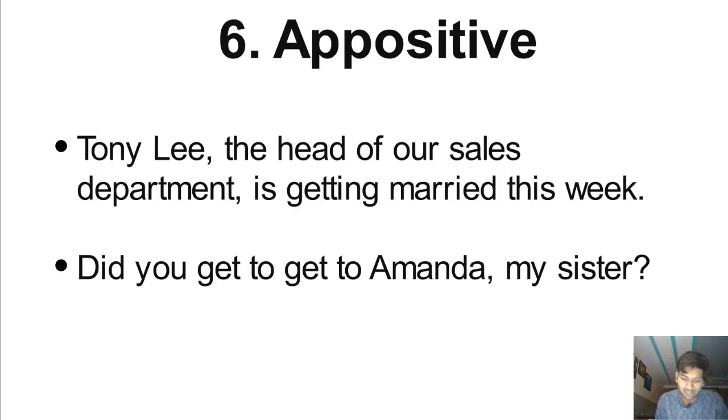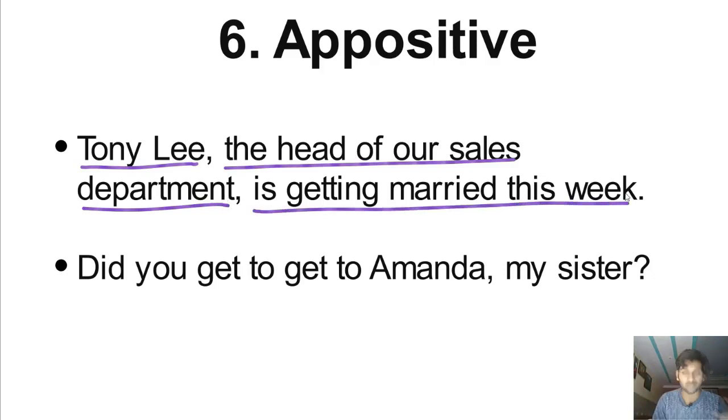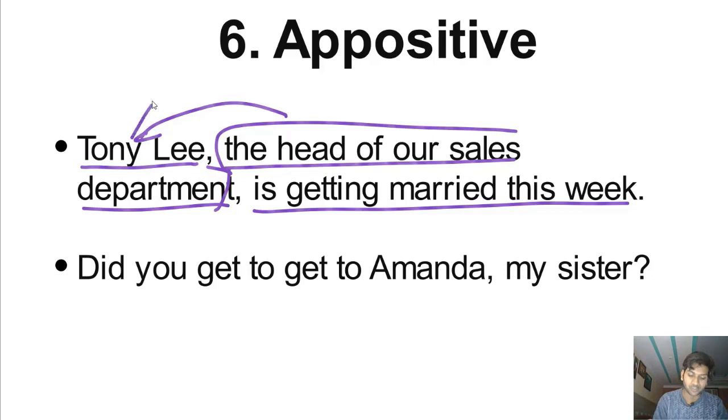We have some examples. Tony Lee, proper name, the head of our sales department. This is a name we're giving, all right? We're calling him the head of our sales department, a noun phrase, is getting married this week. So the main sentence is Tony Lee is getting married this week. The head of our sales department is a noun phrase which is renaming the proper noun Tony Lee, all right, coming next to it. And since it's giving extra information, we have separated it using commas before and after it, all right. Second example, did you get to talk to Amanda, my sister?